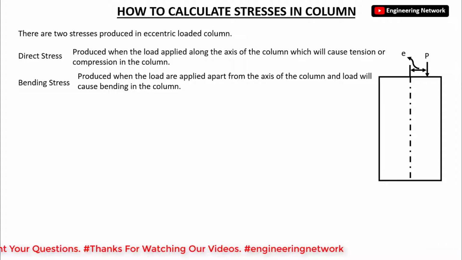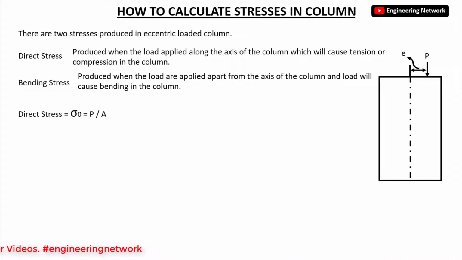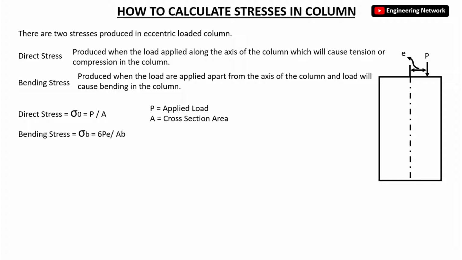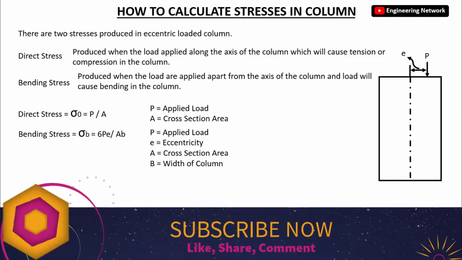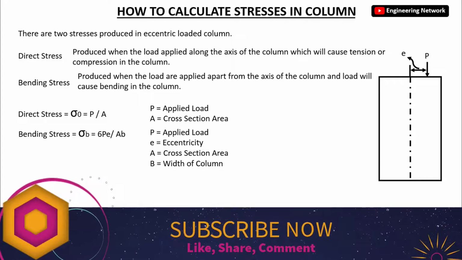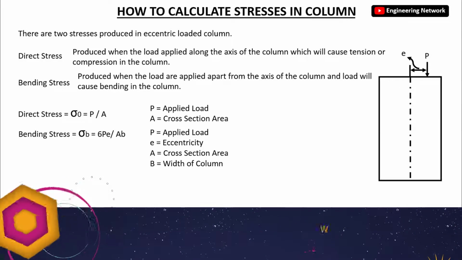So the direct stress is equal to sigma naught is equal to P by A. Here P is the applied load and A is the cross-section area. And bending stress is equal to sigma B is equal to 6PE divided by AB. Here P is again the applied load, E is the eccentricity, A is the cross-section area and B is the width of the column, right?